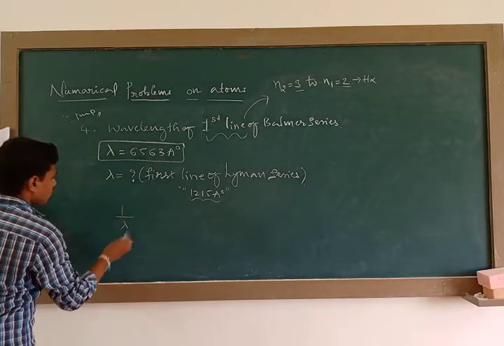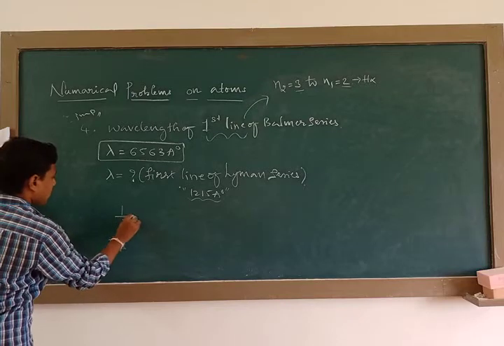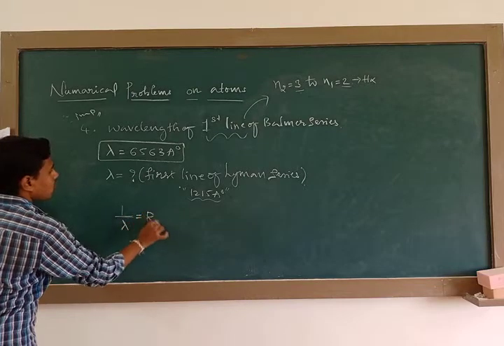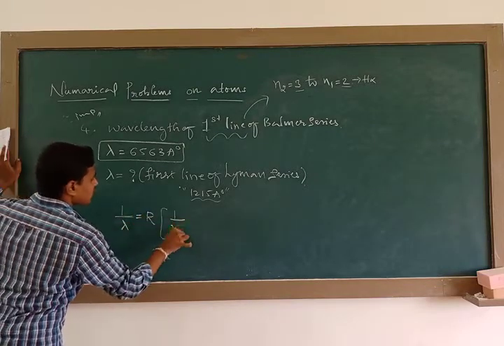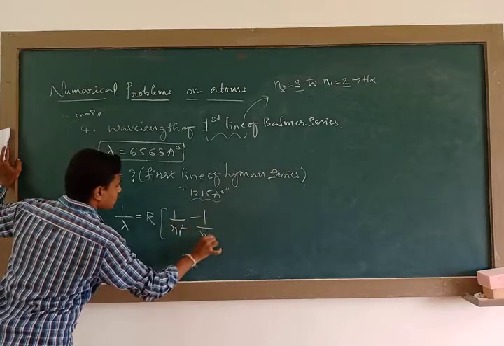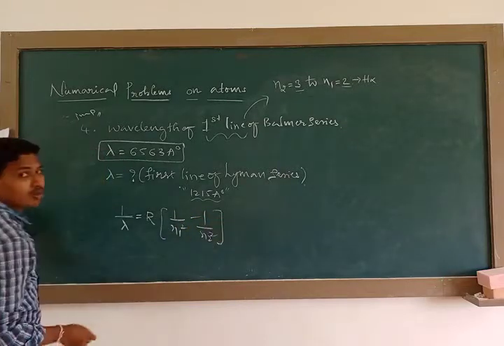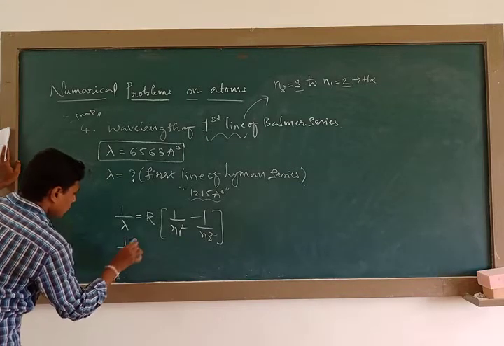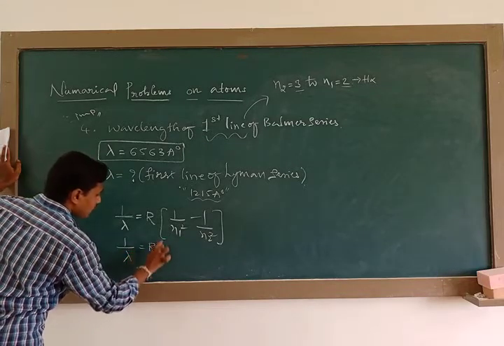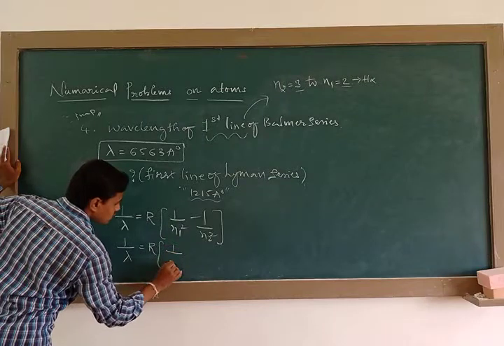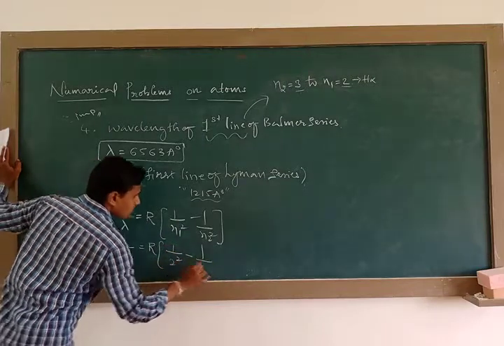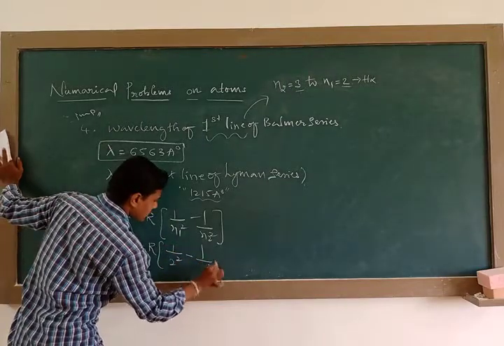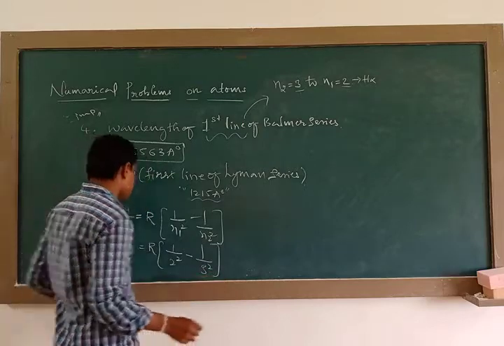So therefore, the Balmer series equation: 1 by lambda is equal to R into 1 divided by n1 square minus 1 by n2 square. In general, this is the empirical formula for finding wavelength. So 1 by lambda is equal to R into, what is 1 by n1 square? That is 2 square minus 1 by n2 square, that is 3 square in case of the Balmer series.